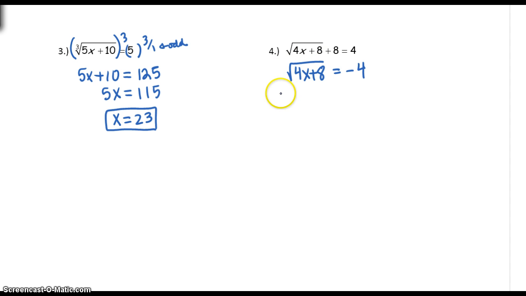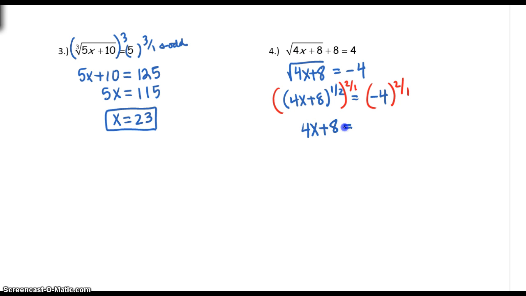If you get confused by this, you are more than welcome to rewrite it as this. And you know what? I'm just going to do it this way because I didn't do it that way on the other one. So I'll just switch it up on this one and show you can do it this way. So if I write it this way, take it to the 2/1 power, take it to the 2/1 power. These guys will cancel out here. We'll have 4x plus 8 equals -4.